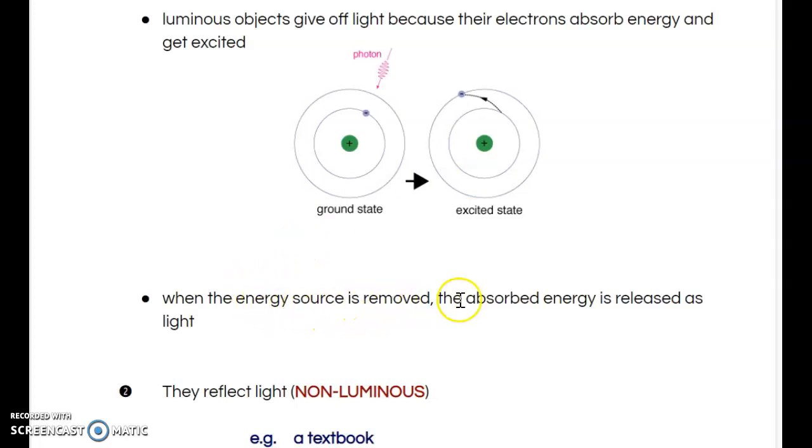So when the energy source is removed, the absorbed energy is then released as light as the electrons move back down to their original shell. That's what a luminous object is, and that's how a luminous object produces its own light. It's a very simplified explanation, but that's basically how it happens.